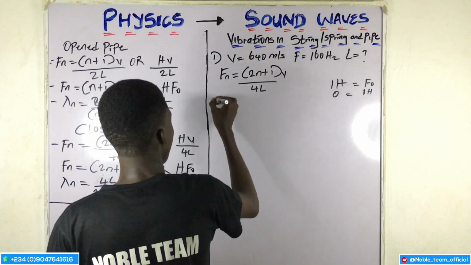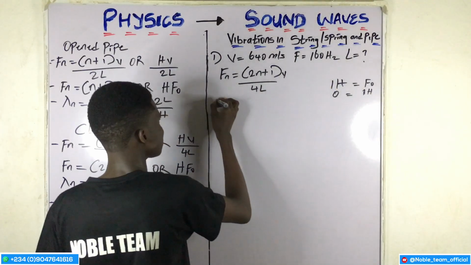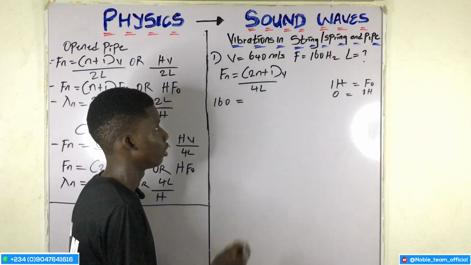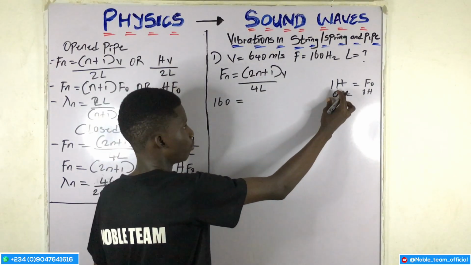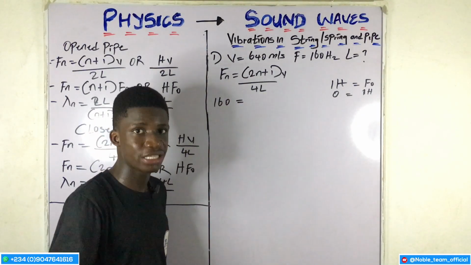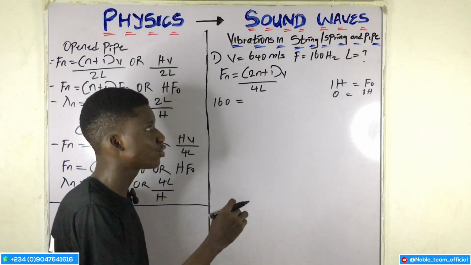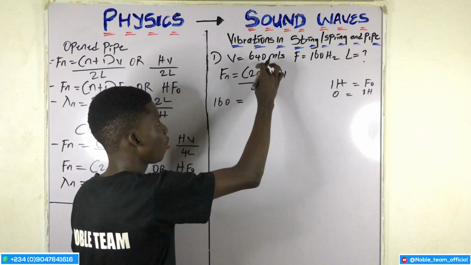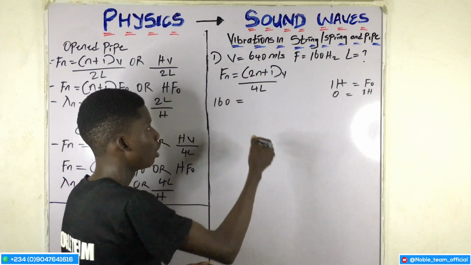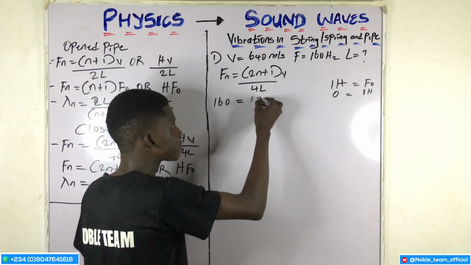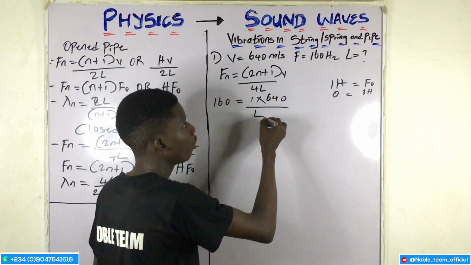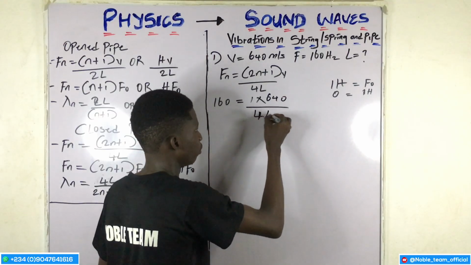Okay, good. Now Fn is going to be 160, equal to, listen, my overtone is 0, because it's the first fundamental. Go and take that thing that I have wiped out. You copy it. I hope you copied it. As I'm solving, you'll be referring to that book. So overtone of a fundamental frequency is 0. So 0 times 2 plus 1 is 1, times my velocity, which is 640, divided by 4l.